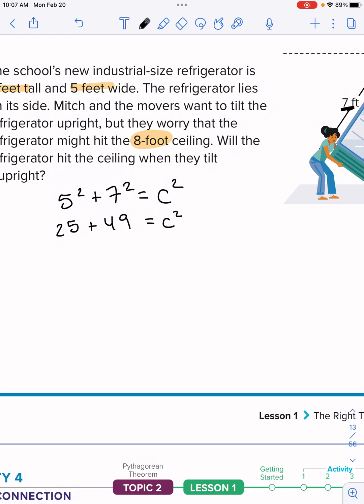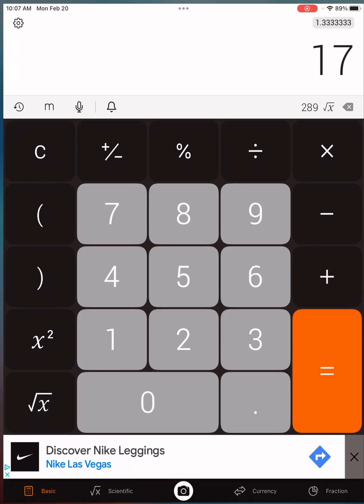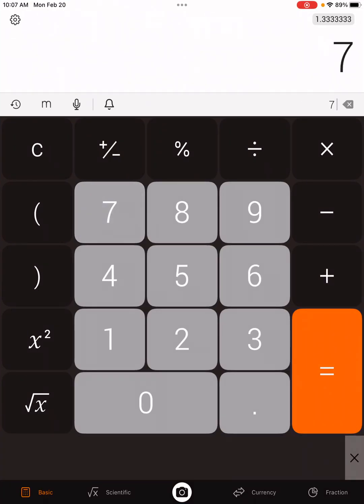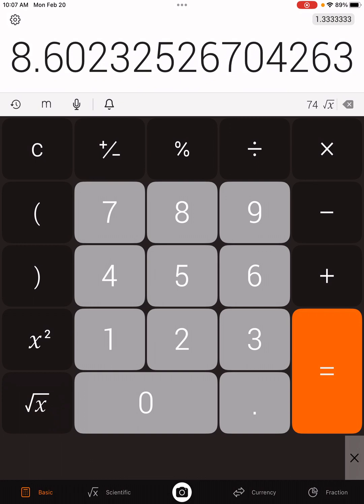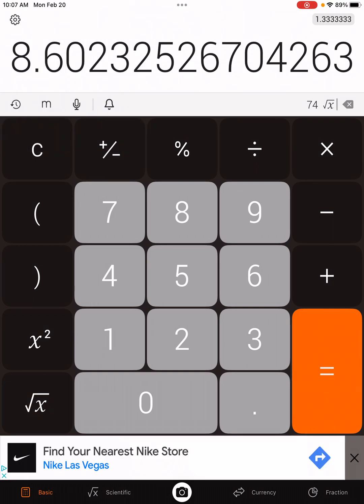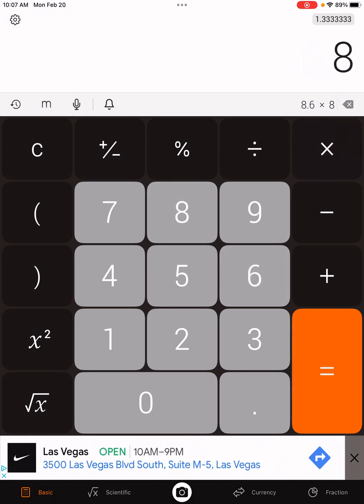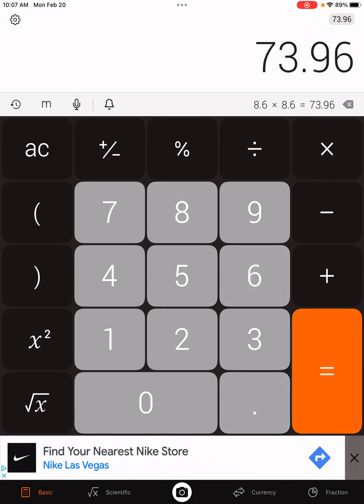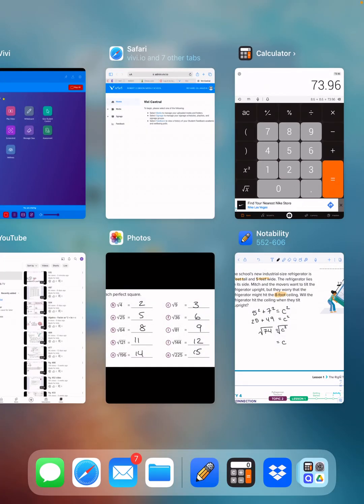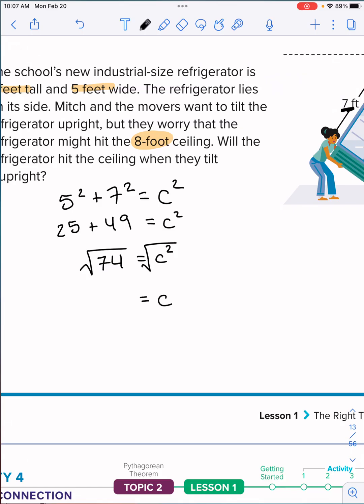If we add this together, it's 74. Final step, always take the square root. And the square root of 74. What times what is equal to 74? 8.6. So if we multiply 8.6 times 8.6, that's really close to 74. So let's put that here, 8.6.